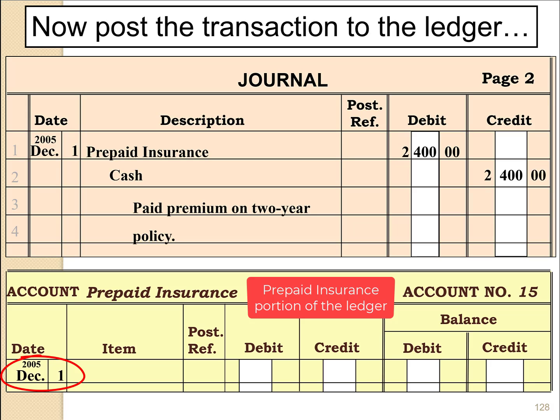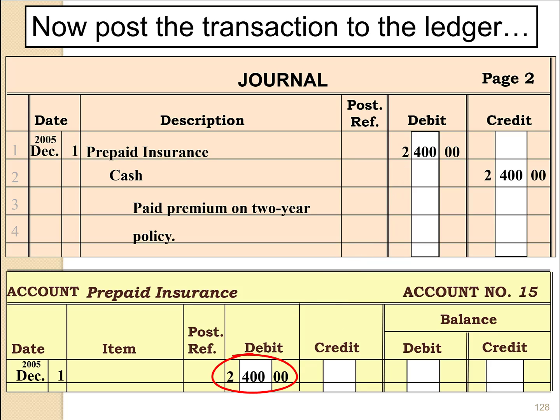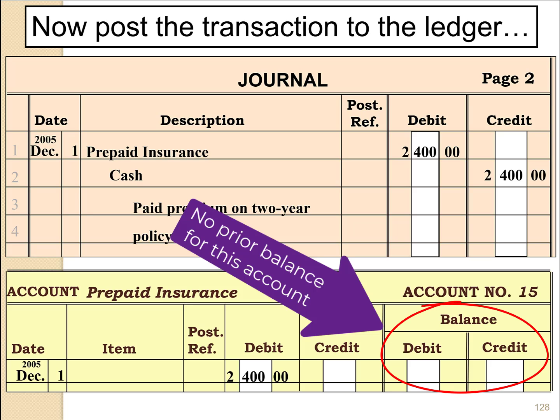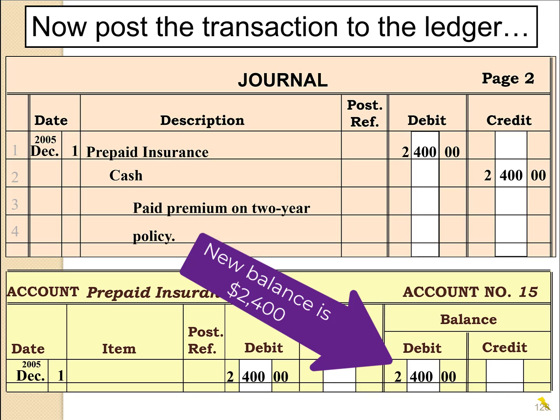And then the next step is you're going to take the $2,400 debit and post it in the first debit column. Don't put it under the balance, not yet. We have to put it in the first debit column first. So we're going to put $2,400 there. And now what we need to do is update our balance. So notice on the balance row, there was no prior balance, so that means we had 0 before, and we're debiting this asset by $2,400, which means our new balance is $2,400. So cool, we now have a balance of our prepaid insurance.